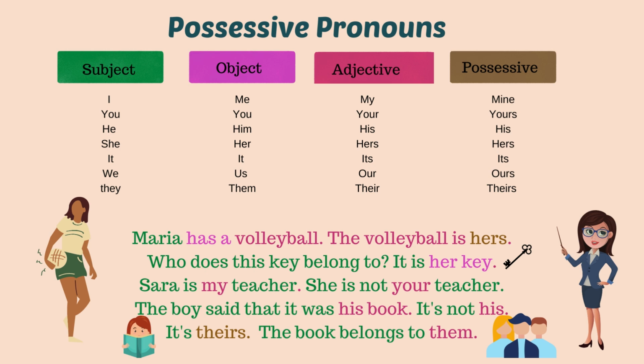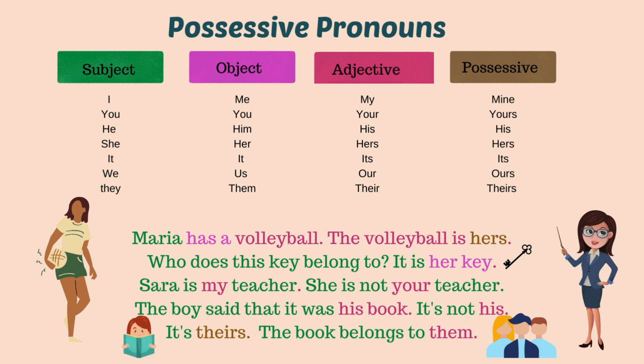The subject would be I, you, he, she, it, we, and they. The object would be me, you, him, her, it, us, and them. The adjective would be my, your, his, her, its, our, and their. And the possessive is mine, yours, his, hers, its, ours, and theirs.